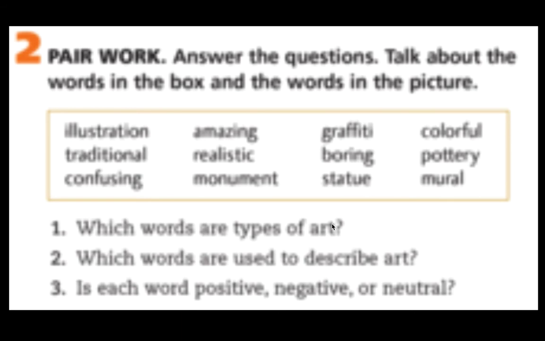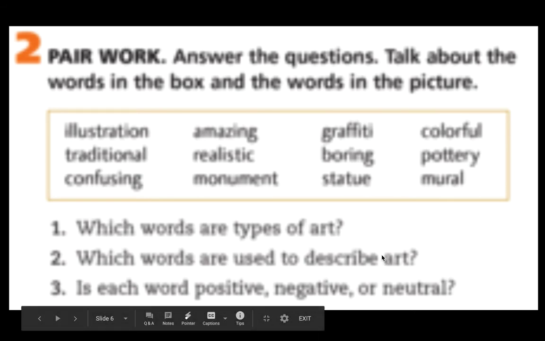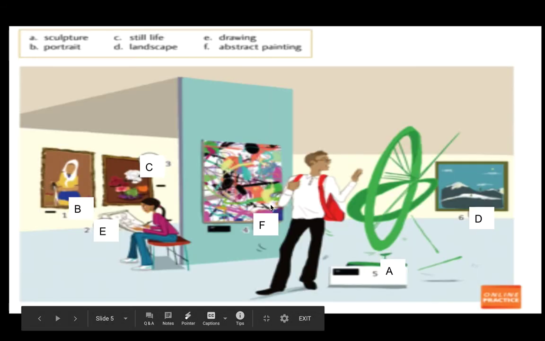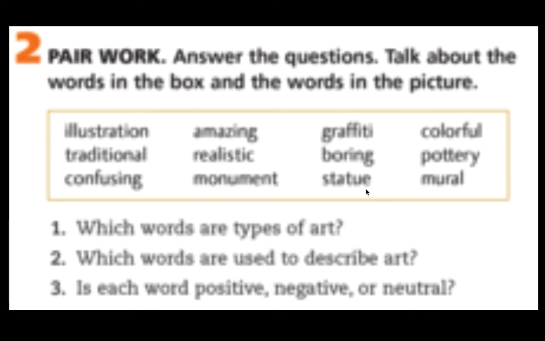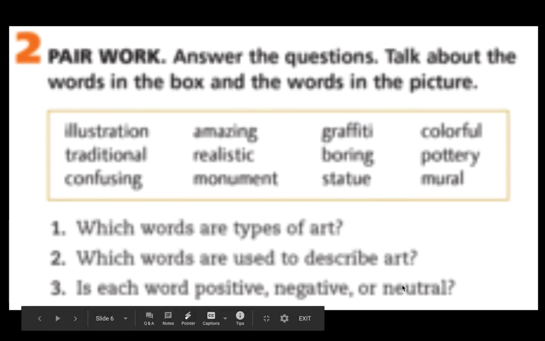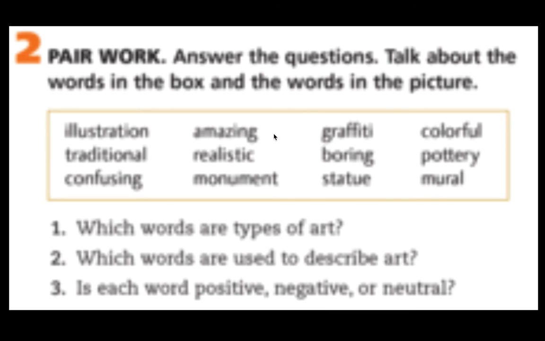Colorful. So colorful describes art. So in the art picture, the portrait is very colorful. The old lady is wearing yellow and white and blue. The landscape, it's not very colorful. Green, blue, and white. So it's not very colorful. This is neutral. Some amazing art is not colorful. Some boring art is very colorful. Colorful is neutral.